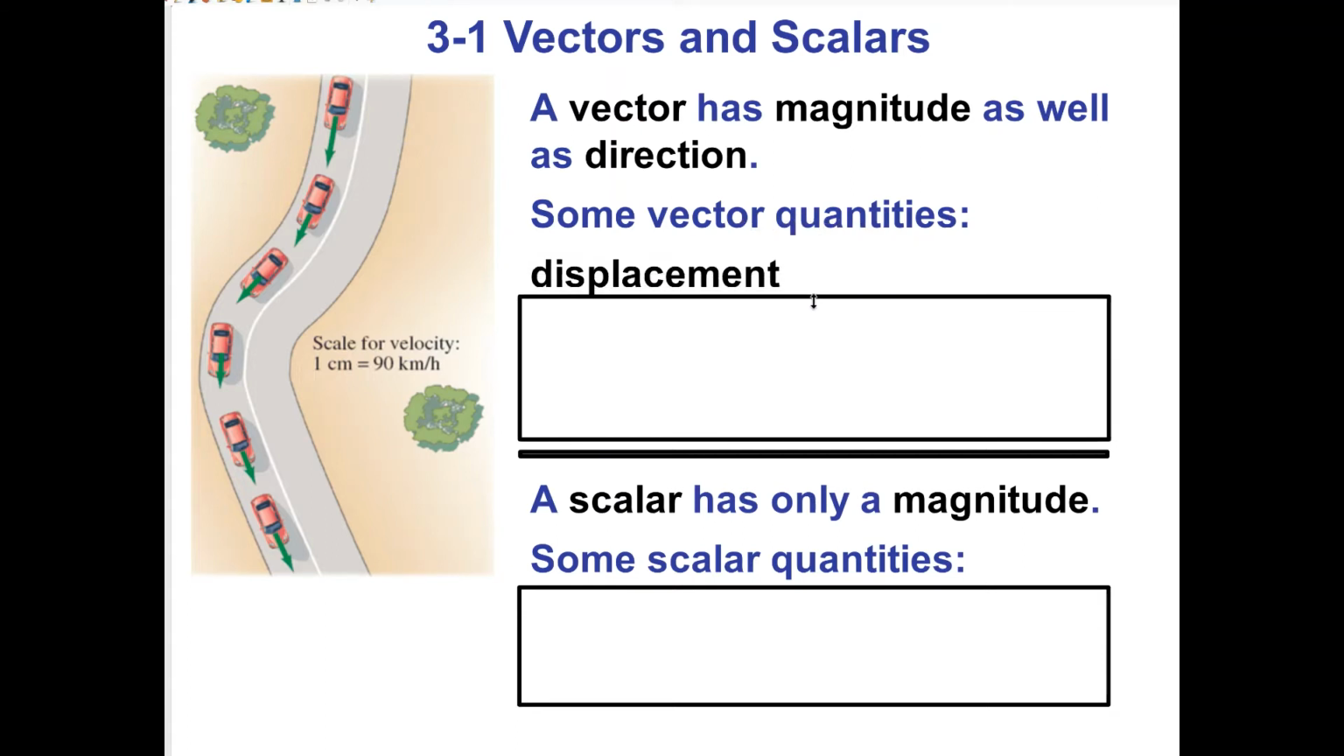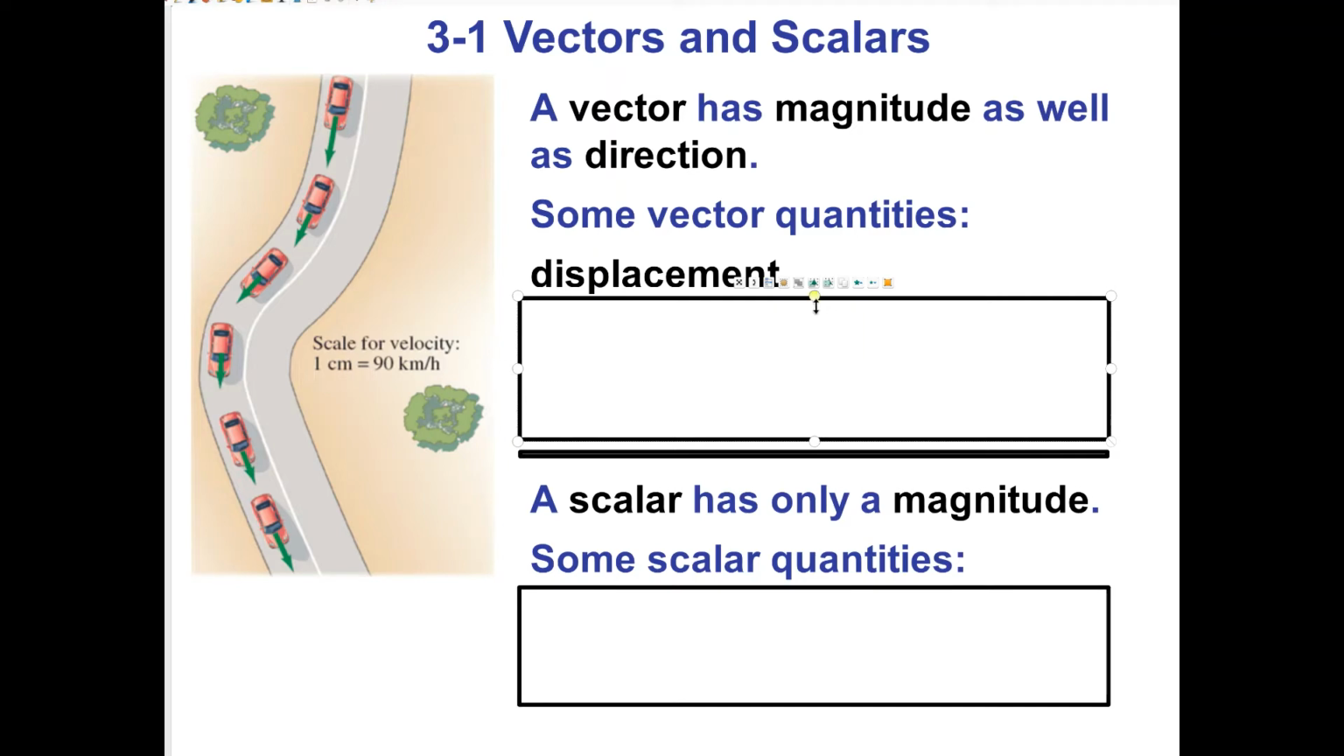In our first chapter, Chapter 2, we talked about this displacement quantity. Displacement, we said, was a vector. If I were 5 meters away from the origin, I would need to tell you which way that 5 meters was in relation to the origin in order for me to identify that position. We need both a magnitude and a direction to describe that.